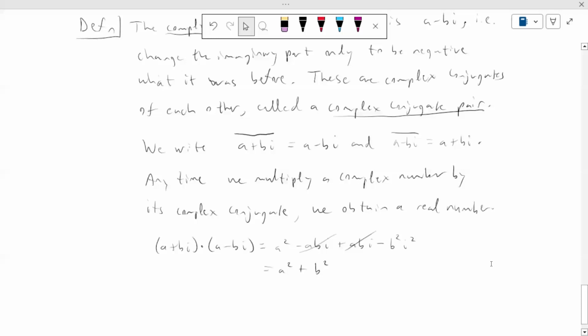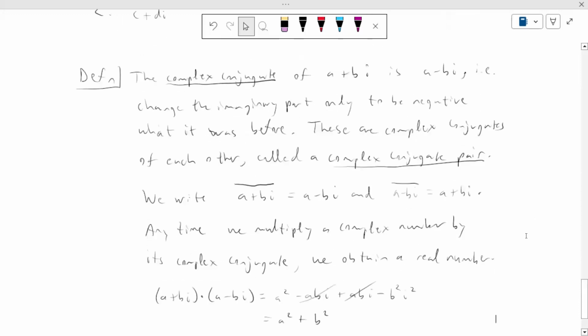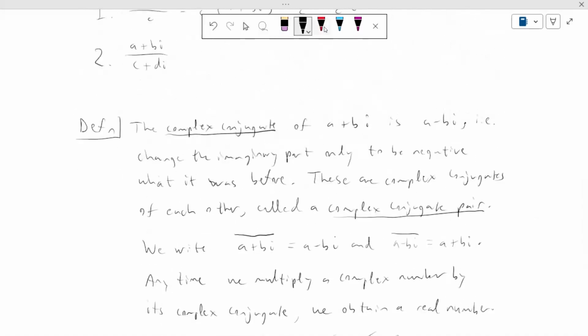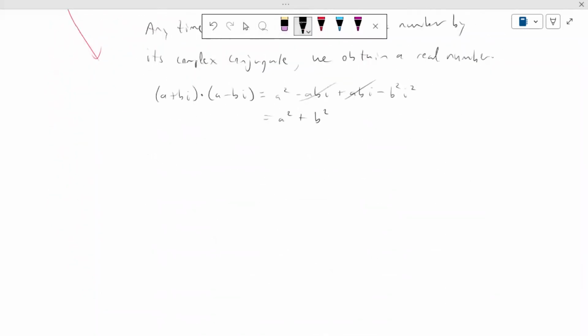All right. So now that I have that, I'm going to use that to be able to define how to do division by complex numbers. So let's go back up to here. We have A plus BI over C plus DI, and I'm going to move that down here. A plus BI divided by C plus DI. Try to write a little bit neater than that.